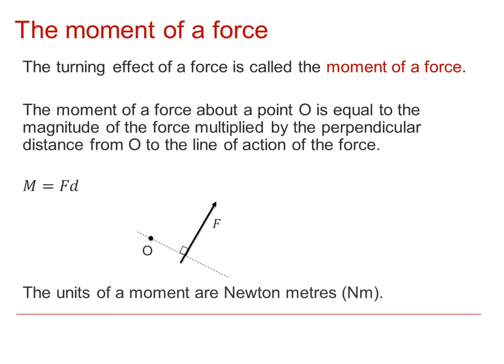We define the moment of a force M as being the force multiplied by the perpendicular distance of the force from the axis. So in this diagram here, if O is the axis, then the perpendicular distance d is this distance here on the diagram. So force multiplied by perpendicular distance. Now, because force is measured in newtons and distance in meters, the moments have units of Newton meters, or Nm.